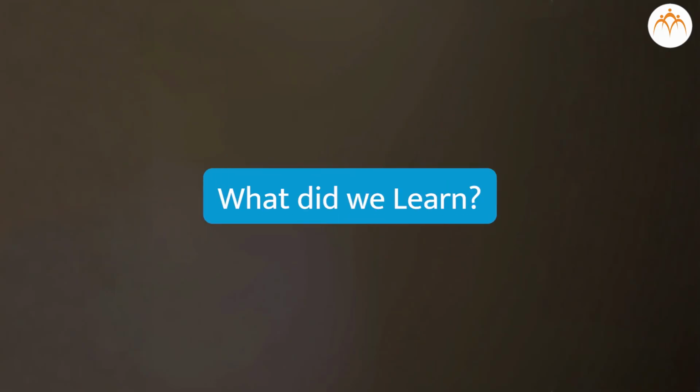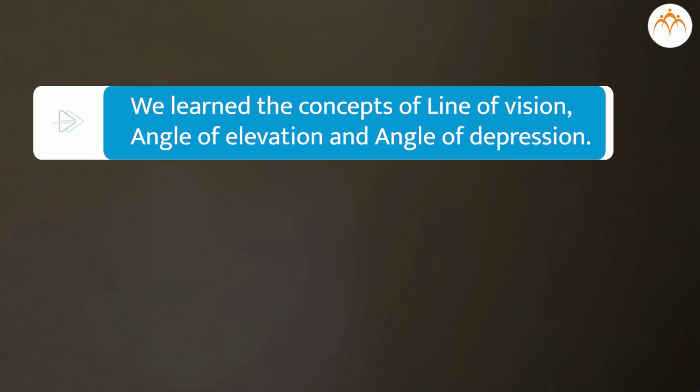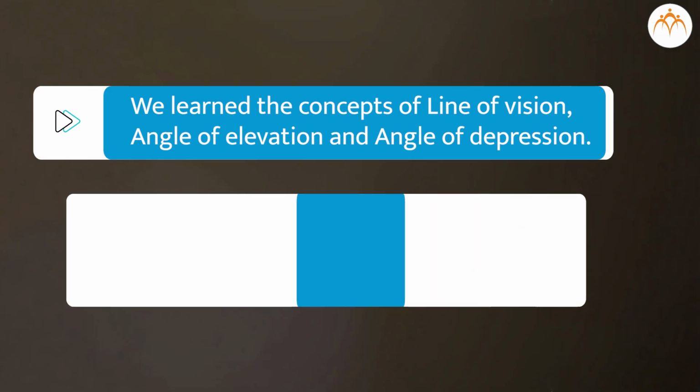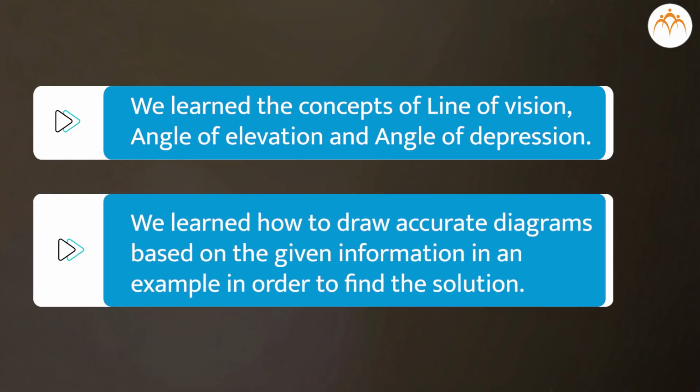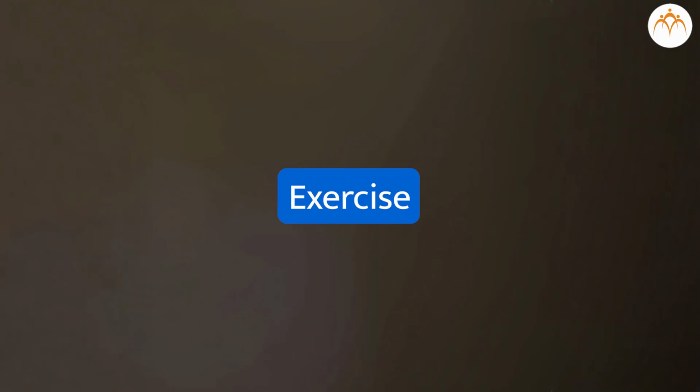What did we learn? We learned the concepts of line of vision, angle of elevation, and angle of depression. We learned how to draw accurate diagrams based on the given information in an example in order to find the solution. Exercise: solve the following examples.